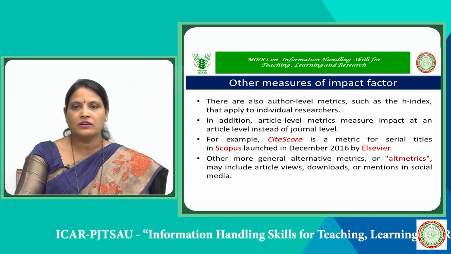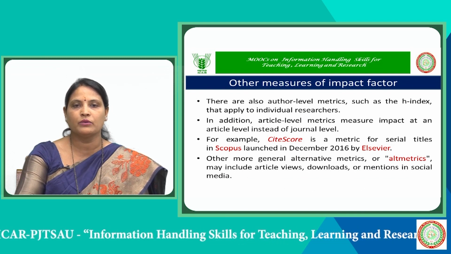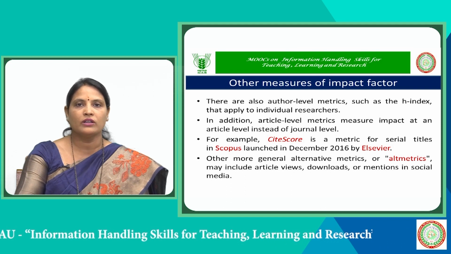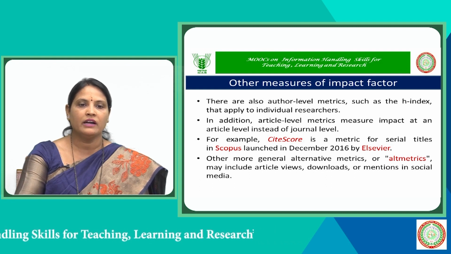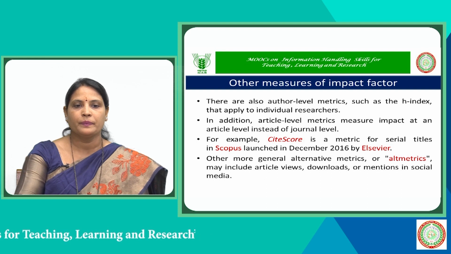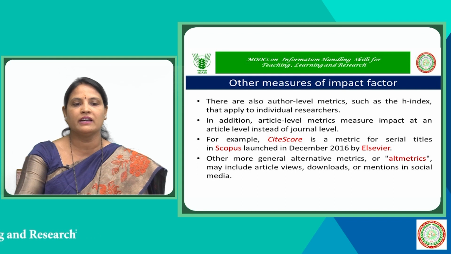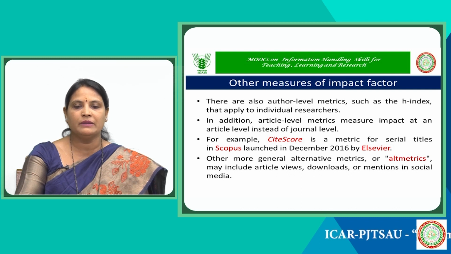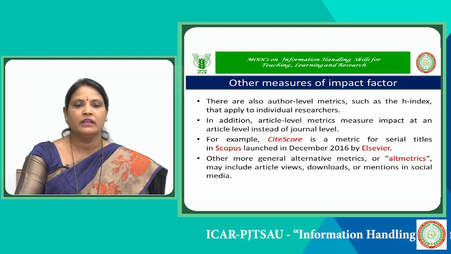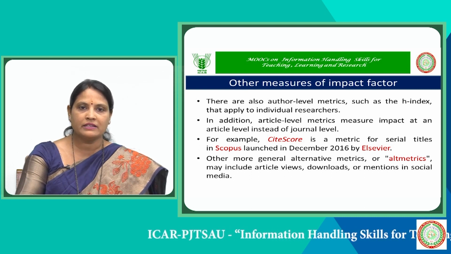There are other metrics of individual impact, that is author level metrics, and author level metrics measure the impact of an individual article instead of the journal level. For example, CiteScore is a metric of serial titles in Scopus, which was launched in December 2016 by Elsevier. There are other metrics also like Altmetrics. Altmetrics include how many times the article has been viewed or downloaded, and shared in social media. So for this, Altmetrics can be used.